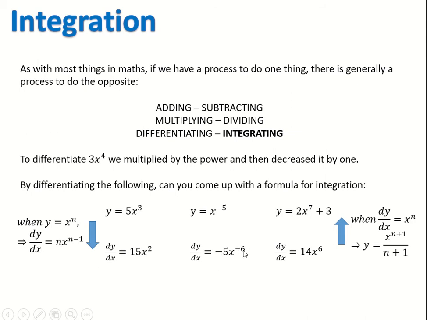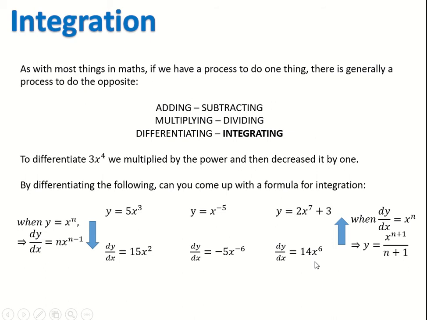Minus 5x to the power of minus 5. Increase the minus 6 by 1. Just think about your numbers. 1 more than minus 6 is minus 5, so it becomes minus 5x to the power of minus 5. And then we divide by that new power, divide by minus 5, and the minus 5 disappears, and we're just left with x to the power of minus 5.